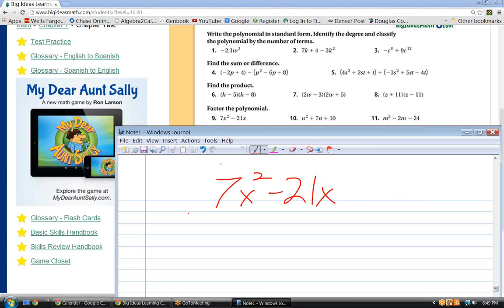So 7 and then x. No, 7x and then x. Okay, 7x and then parentheses x. Minus 3. In other words, not 3. You know that 3 times 7 is 21.